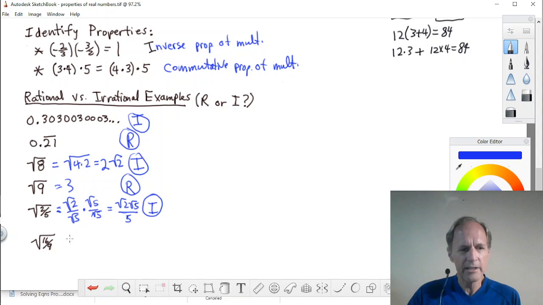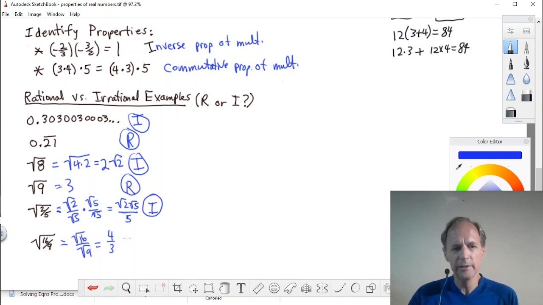And then last, you have the square root of 16 over square root of 9. This one might be a little more manageable. We can take those square roots, right? So the square root of a quotient is the quotient of the square roots. So we write it down like that. Square root of 16 is 4. Square root of 9 is 3. Looks like a fraction to me. We can write that as a fraction, so it's rational.